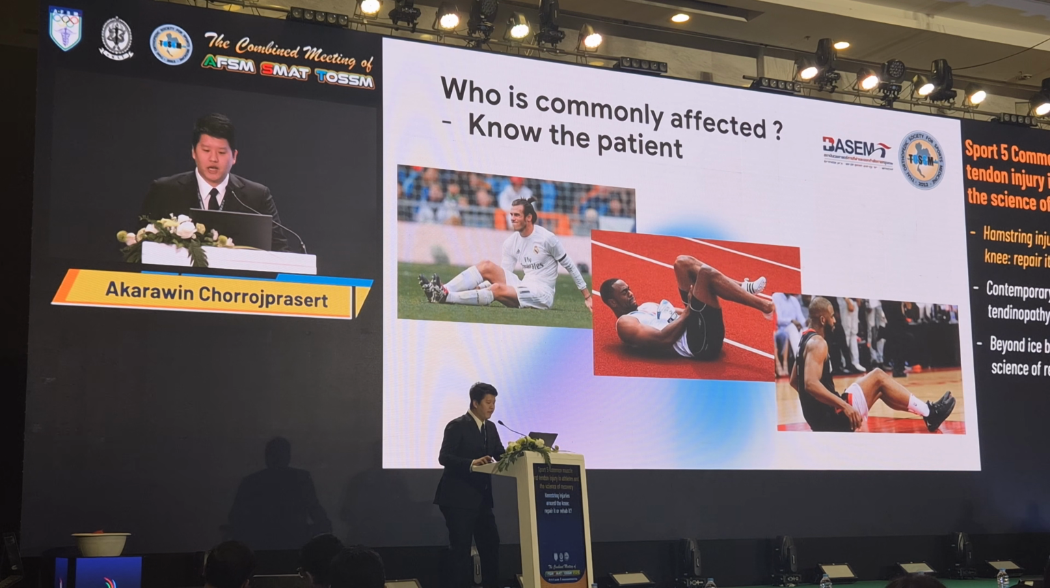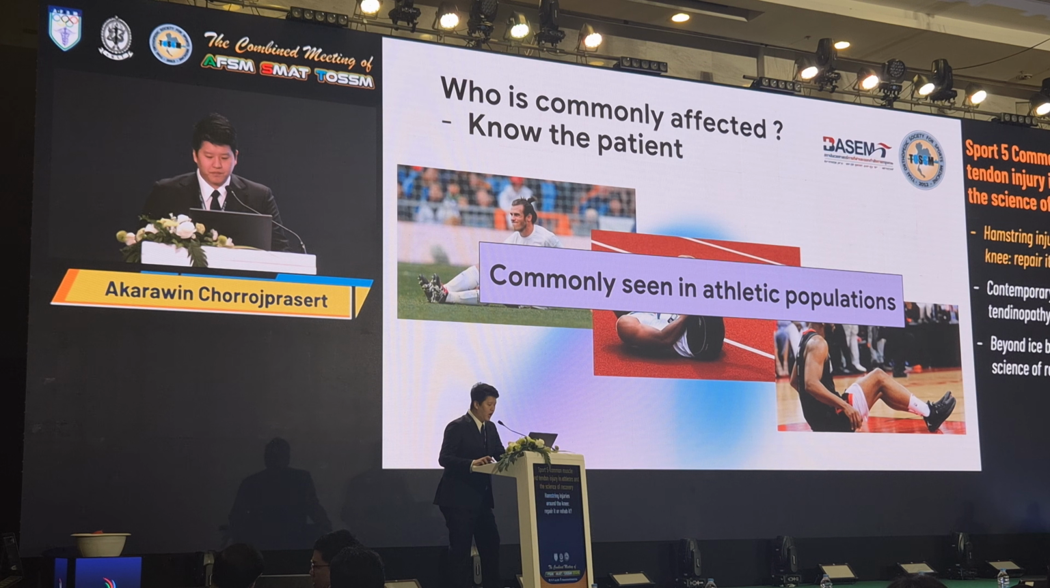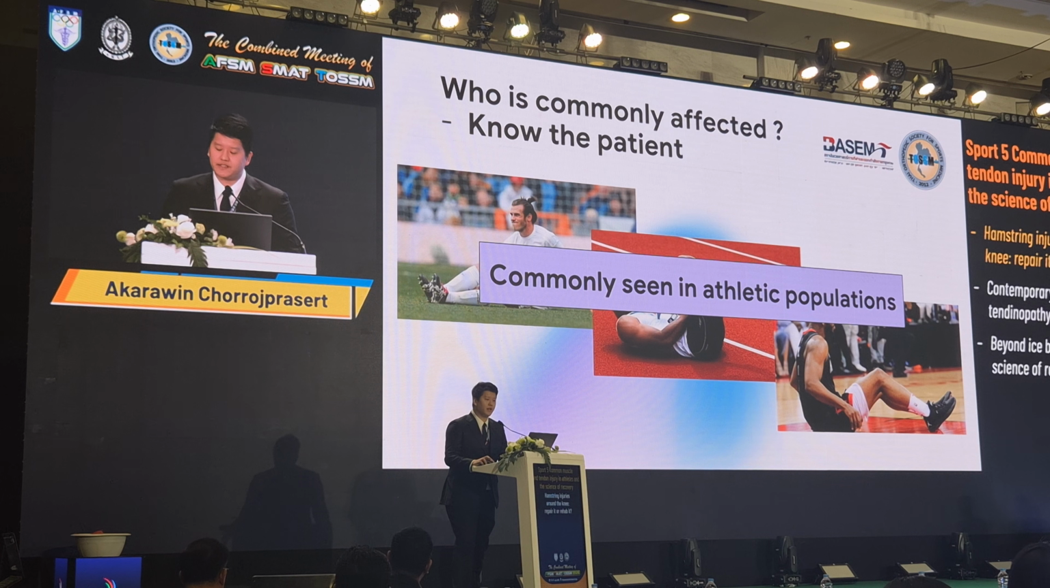When we look at the available literature, almost all reported cases involve athletic populations. This likely reflects two factors. First, the injury mechanisms involve high-speed eccentric loading. Second, athletes are less tolerant of even small functional deficits, which brings these injuries to our clinical attention. Understanding who is affected helps frame management expectations for these patients.